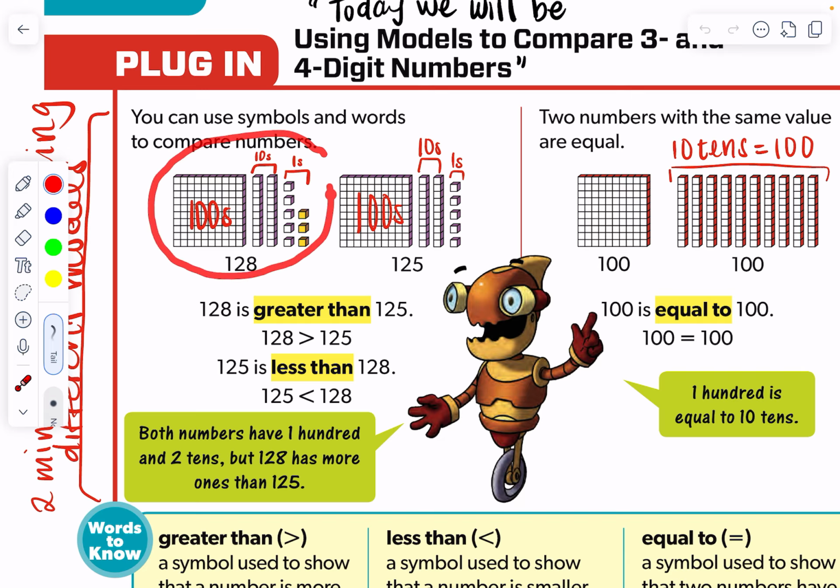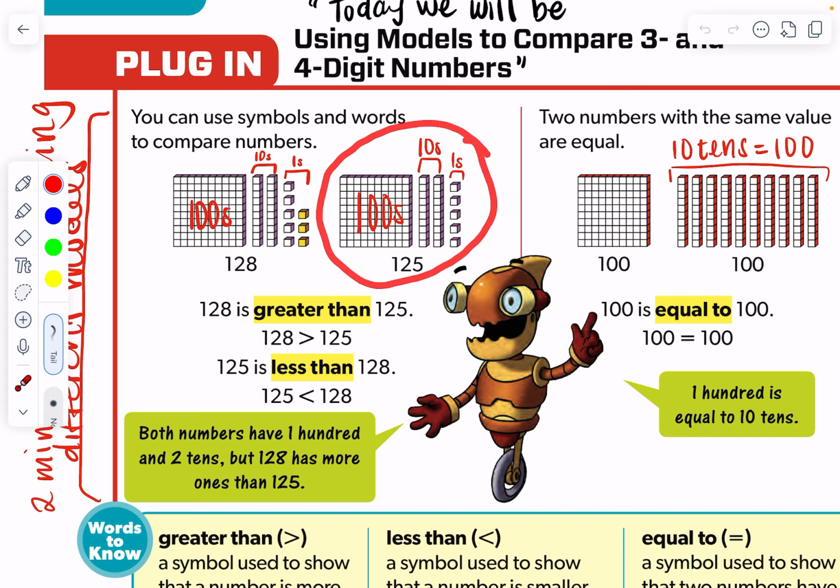In our first model, we have 8 ones, whereas in our second model, we have 5 ones. Because we know, now listen to this, because this is the language that I want you to use. Because we know that 8 ones is greater than 5 ones, then that means 128 is greater than 125.